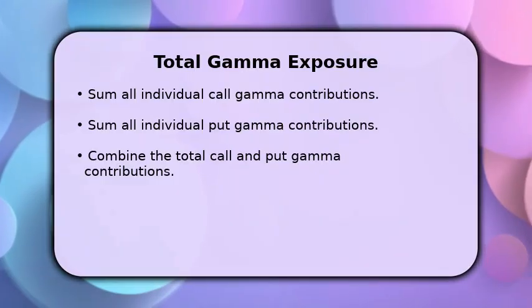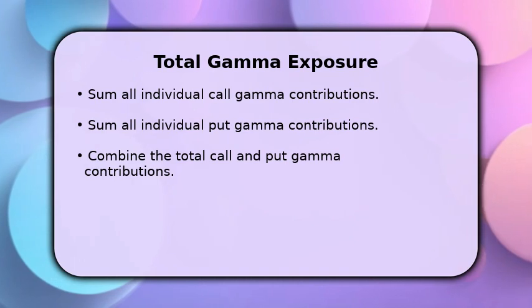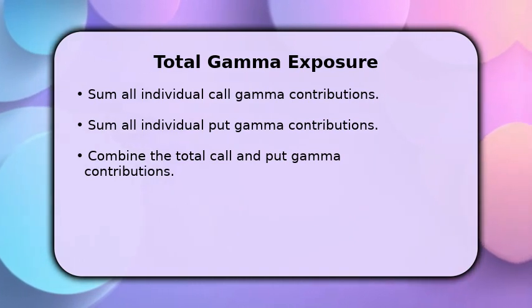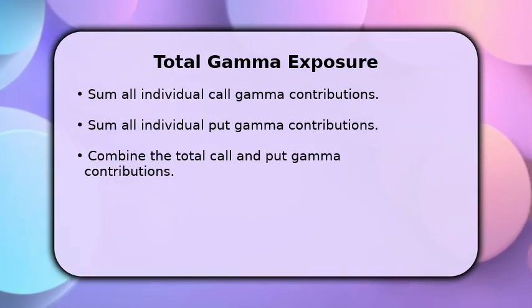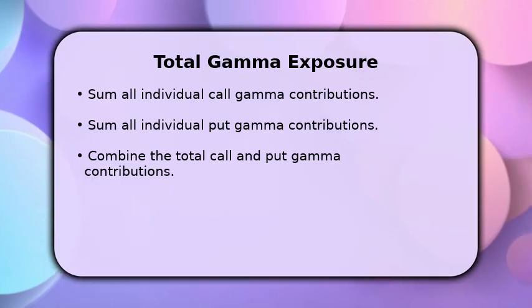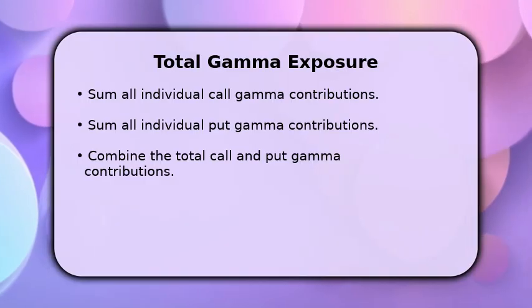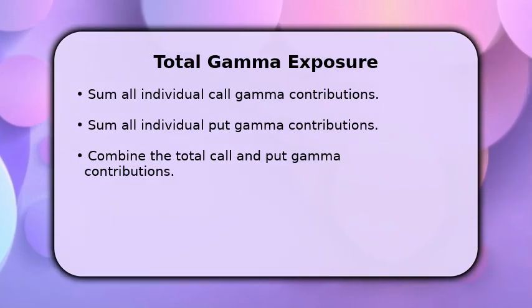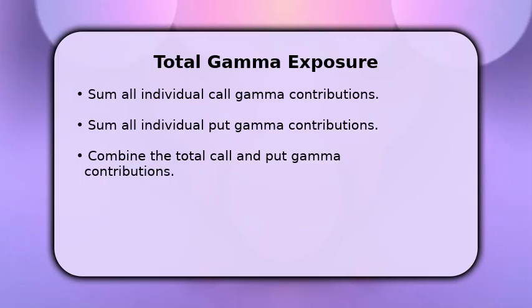Finally, to arrive at the total gamma exposure, you will sum up all the individual gamma contributions. First, add together all the calculated call gamma contributions. Then, sum all the put gamma contributions. The grand total of these sums gives you the net gamma exposure for the underlying asset. A positive total suggests market makers will likely stabilize prices, while a negative total indicates they might amplify price movements, offering valuable insight into potential market behavior.